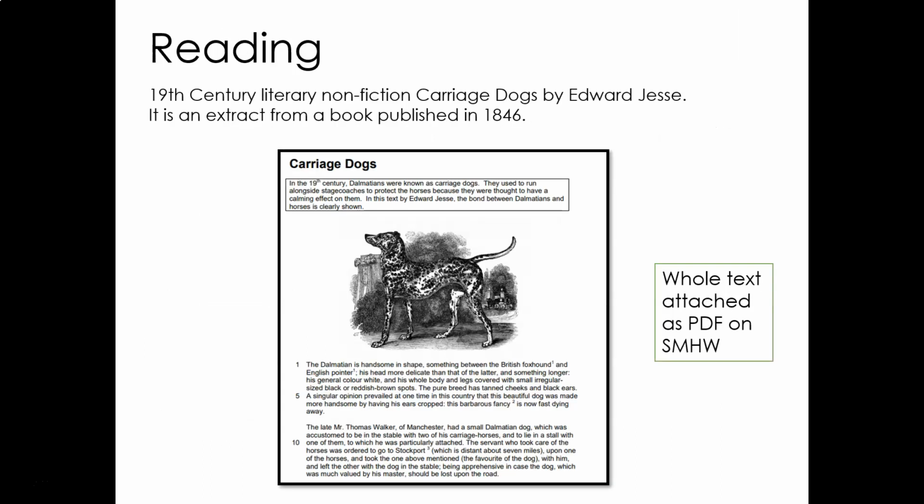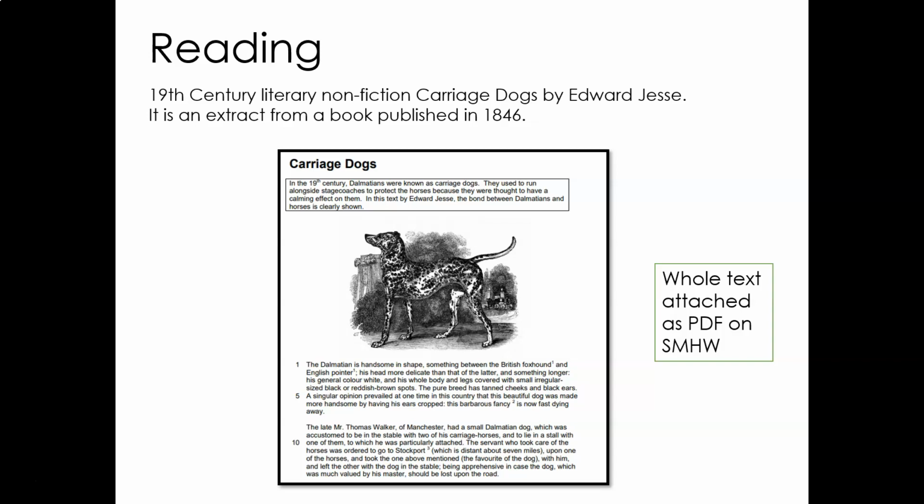Let's go. So your reading material today is another non-fiction text, but this one is much older. It's a 19th century text published in 1846, and it's an extract from a book about carriage dogs. So in the 19th century, Dalmatians were known as carriage dogs, and this meant that they used to run alongside stagecoaches to protect the horses because they were thought to have a really calming effect on them. So in this text by Edward Jesse, the bond and relationship between the Dalmatians and the horses is clearly shown.